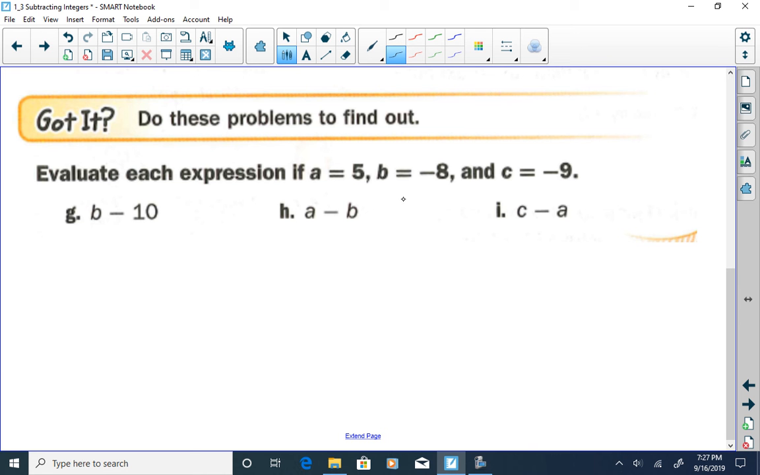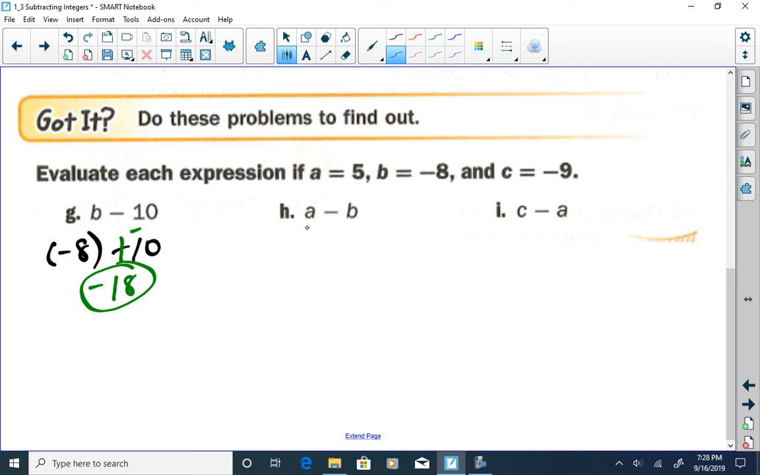B take away 10, B is going to be negative 8. So I use parentheses to show that substitution step. We're replacing B with negative 8, and then we have minus 10. Negative 8, take away 10. We use the additive inverse, we add the opposite. Negative 8, negative 10. It's going to be negative 18.